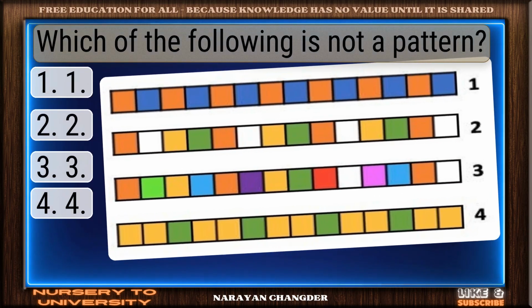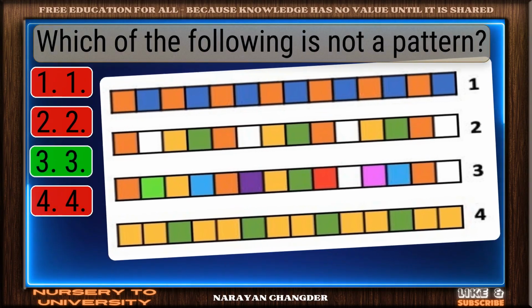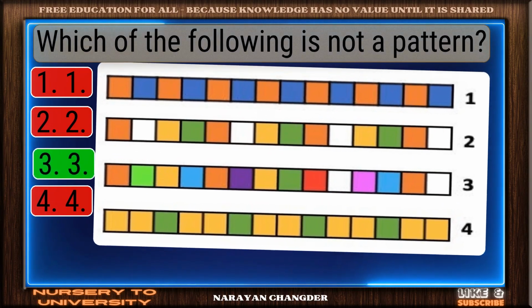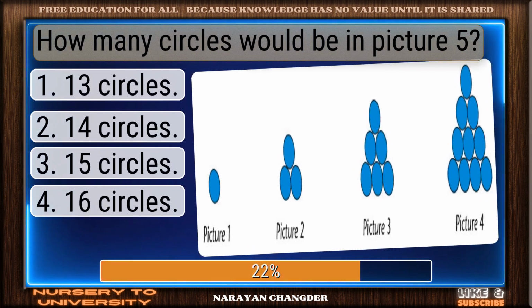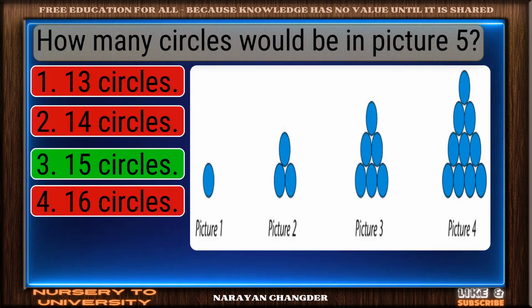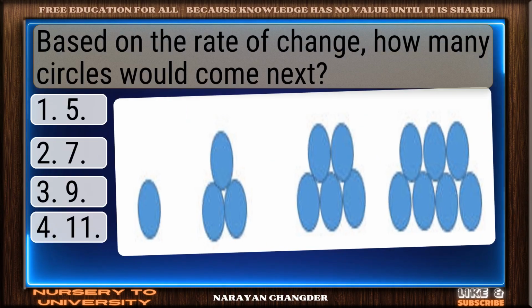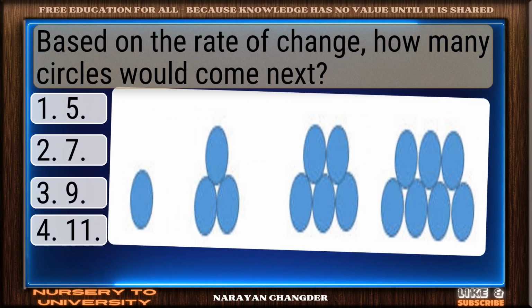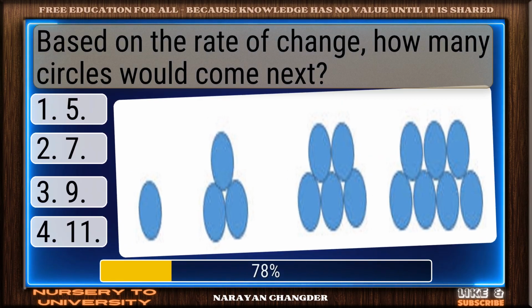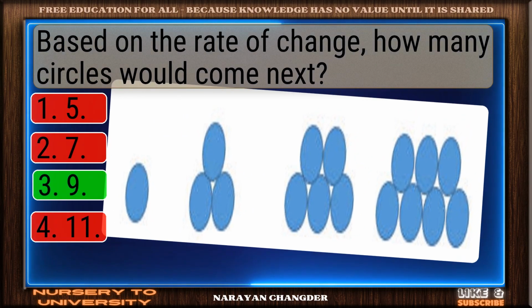Which of the following is not a pattern? Smart move. 3 is an accurate answer. How many circles would be in picture 5? Nice work. You chose 15 circles and it is correct. Based on the rate of change, how many circles would come next? Good job. Your answer 9 works well here.